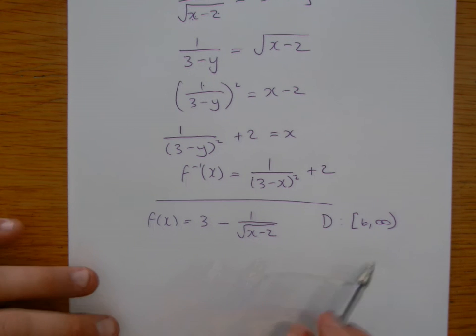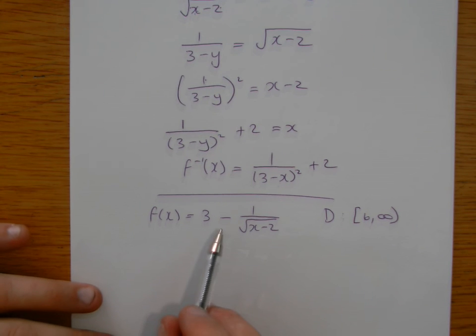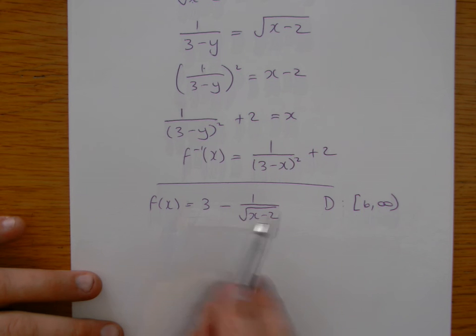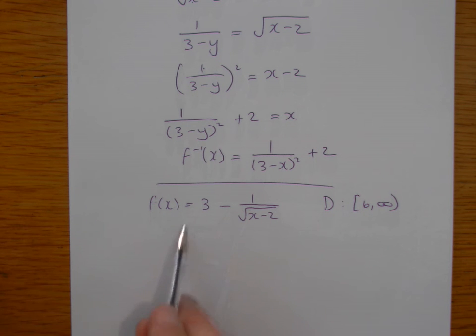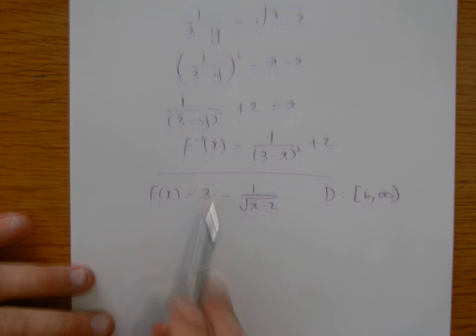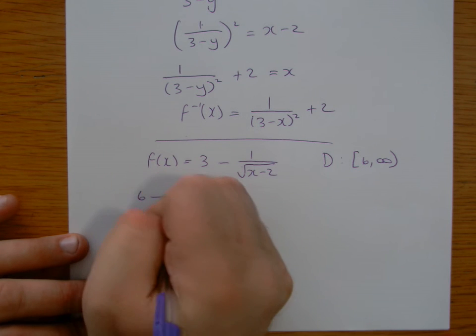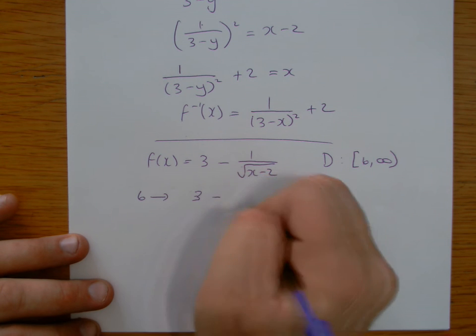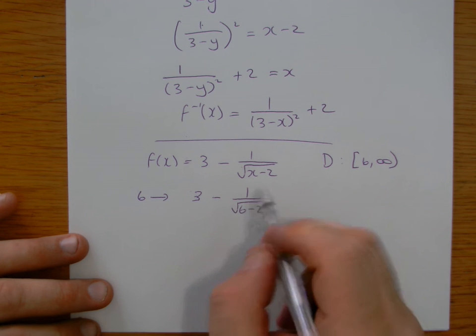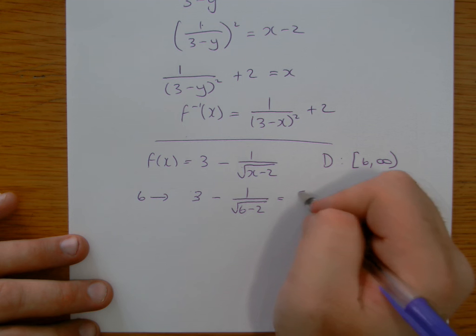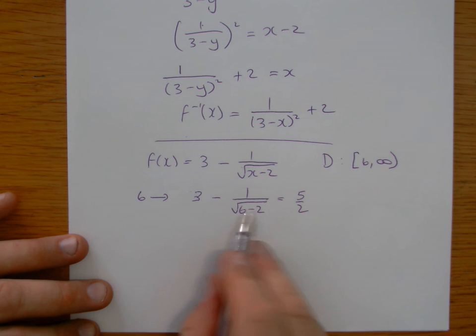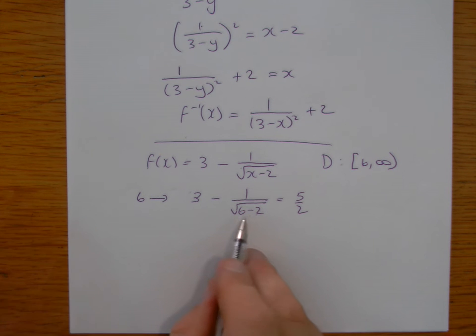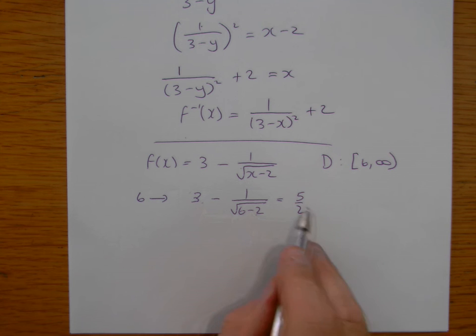So the domain for f was 6 to infinity. Okay, so if we put the domain values in here and we get the range for f, that will then give me the domain of f inverse. So let's put 6 in to start with. So 6 will give me the actual value in this case. So plug it in. If you do that on your calculator, you get 2.5, 5 over 2, because that's square root of 4 there. 6 take away 2 is 4, square root is 2. So 1 over 2 is a half, so 3 take away a half is 2.5, 5 over 2.